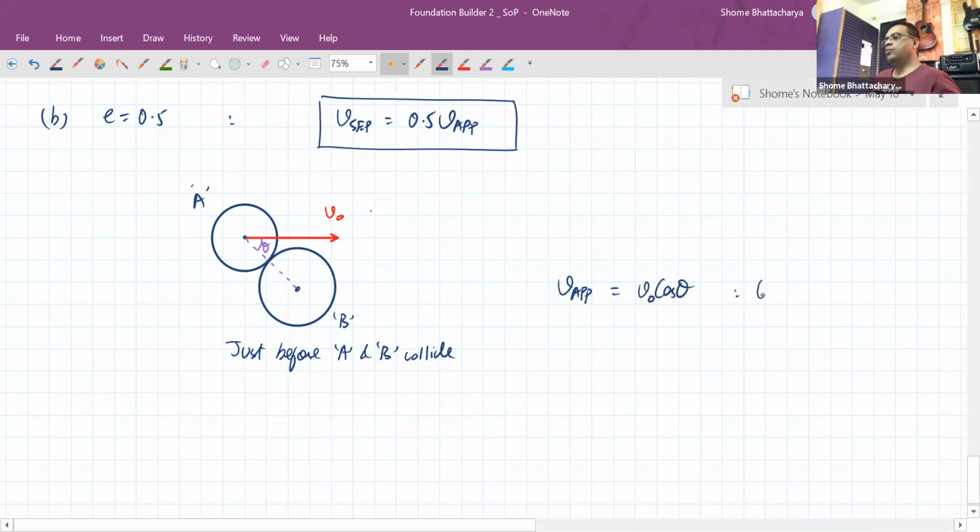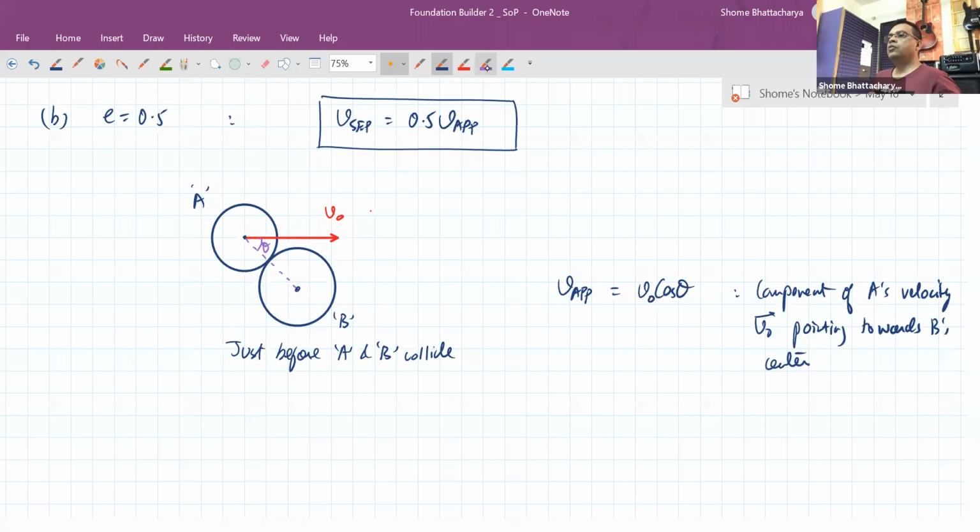That is the component of A's velocity pointing towards B's center. Okay. Or along what we call the line of impact. This line over here, which I'm extending, that is the line of impact, because that is the line along with the impulse acts.